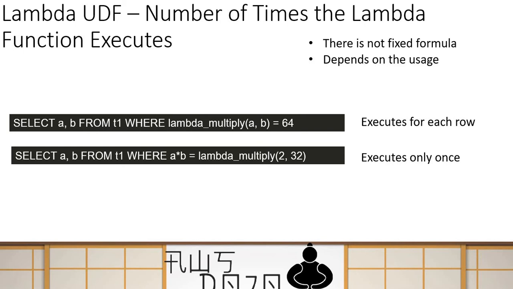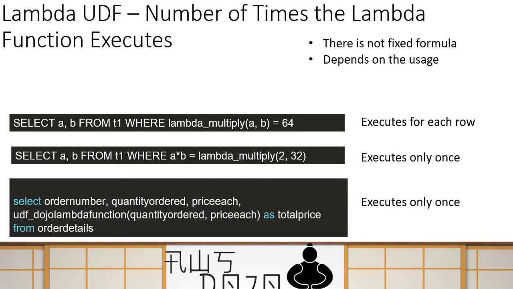Now another example is what if I use this Lambda function in my select query? In this case, I'm calling select order number, quantity ordered, price each, and then this UDF function with quantity ordered and price each from the order details. This gives the impression that it will probably run once for each row, because it needs to provide quantity ordered into price each as a return value. But that is not true. It is called only once.